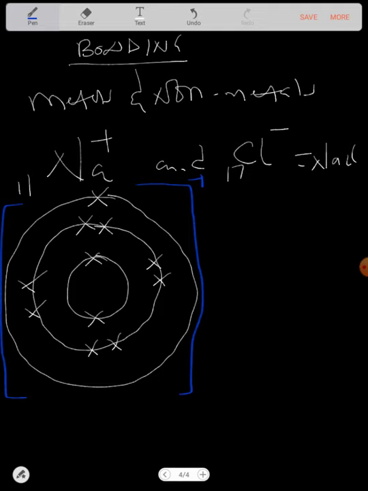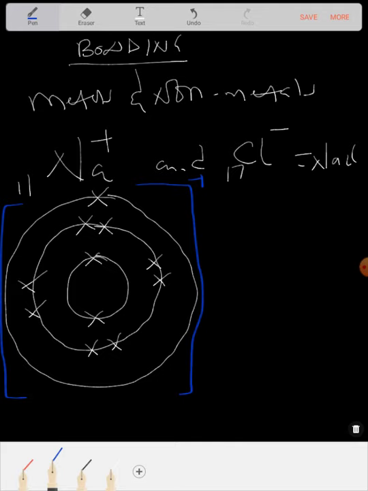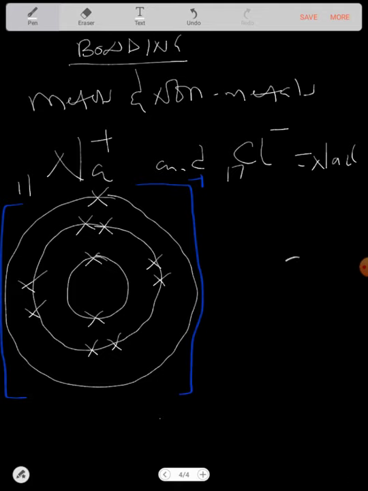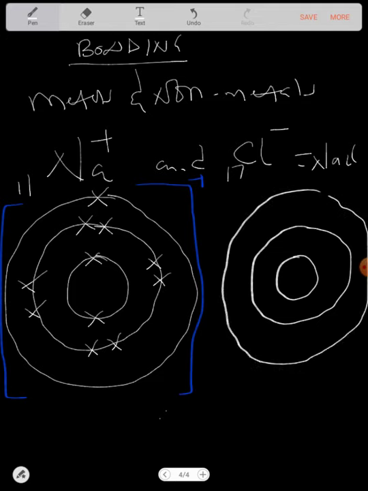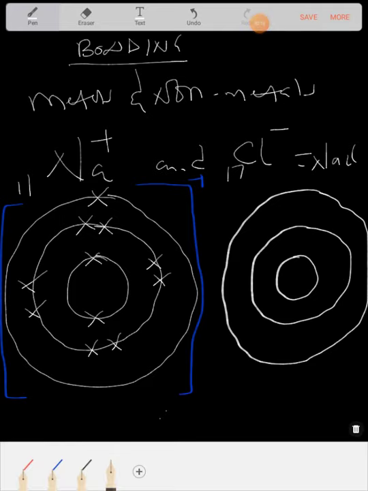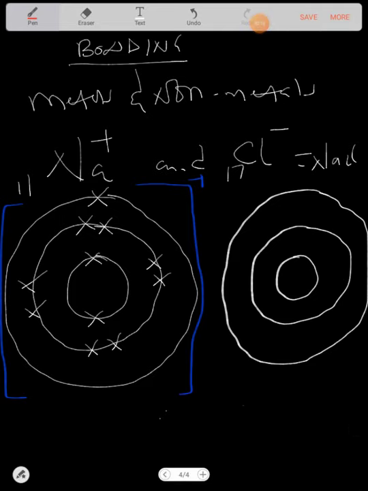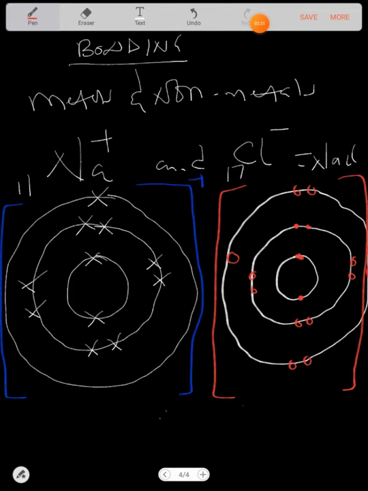And for chlorine, we have the first shell. Let me use, okay, so I'll draw the first shell, the second shell, and the third shell. Okay, so let me put it there. So what happens, these are the shells for chlorine and these are the shells for sodium. This is sodium ion and this is chlorine ion.